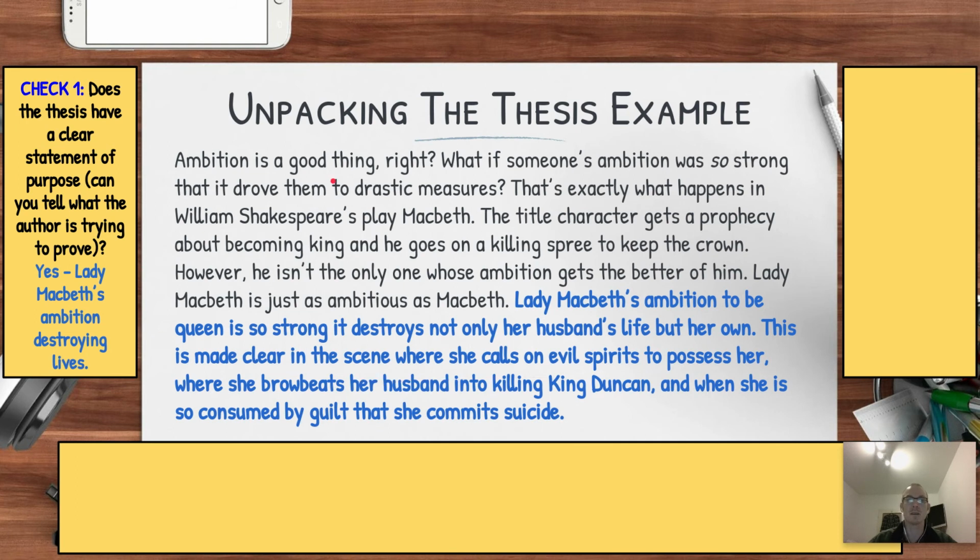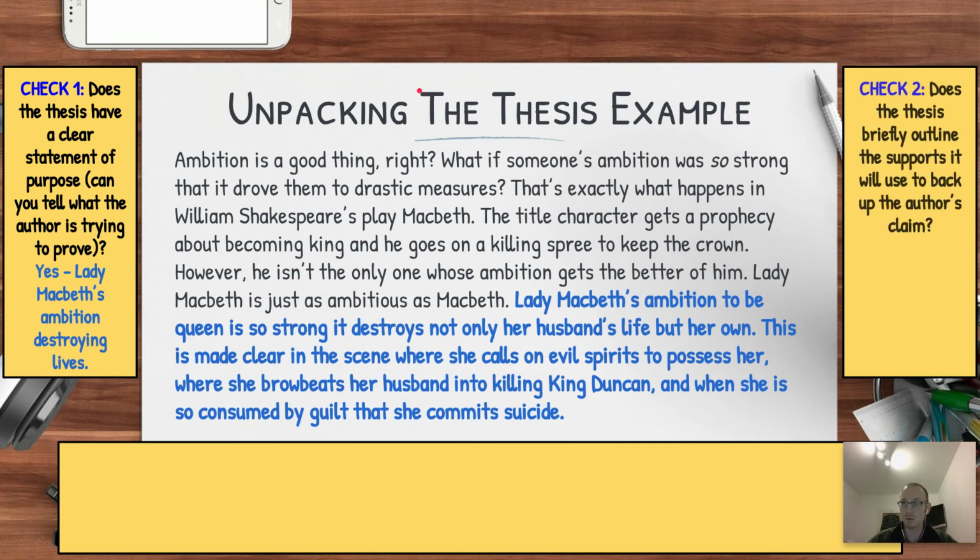Okay? Check number 2. Does the thesis briefly outline the supports it will use to back up the author's claim? Again, the answer is yes. The author lists 3 scenes as supporting evidence. They even have this phrase to signal that they're doing that: "This is made clear in the scenes where she calls on evil spirits, she browbeats her husband, and when she's so consumed that she commits suicide."